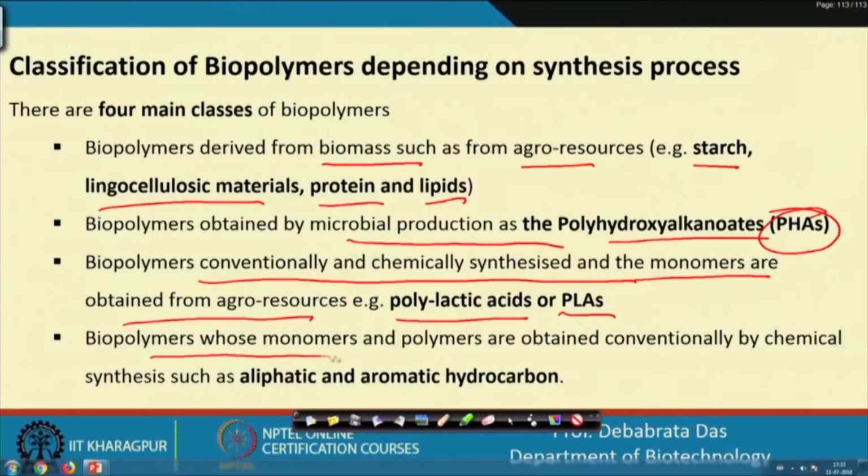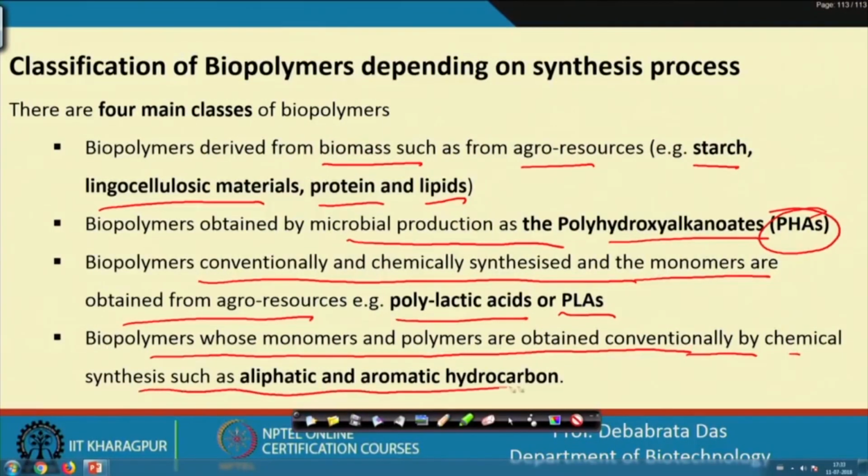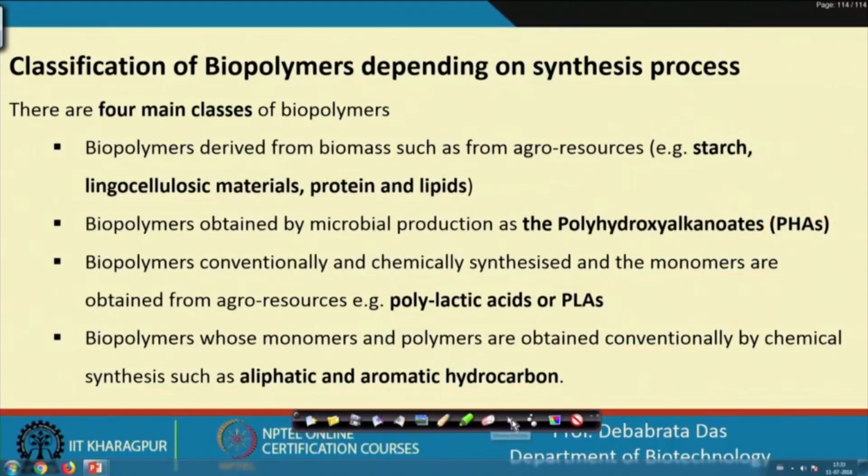You can imagine that in internal surgery, in the early cases, in most operations the surgeon usually used nylon thread for stitching. Now they use a kind of clip made of polylactic acid, which can be absorbed by the system automatically over a long time. This is a tremendous potential we have in the market. Then there are biopolymers whose monomers and polymers are obtained conventionally by chemical synthesis, such as aliphatic and aromatic hydrocarbons. So these are the different classifications we have as far as biopolymers are concerned.